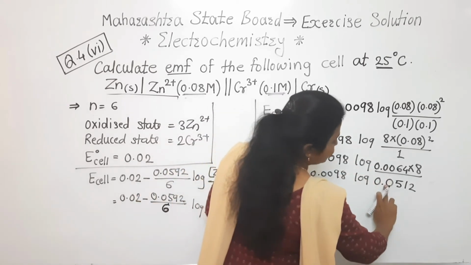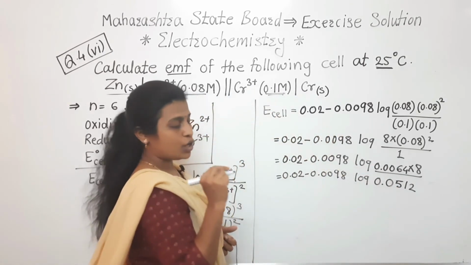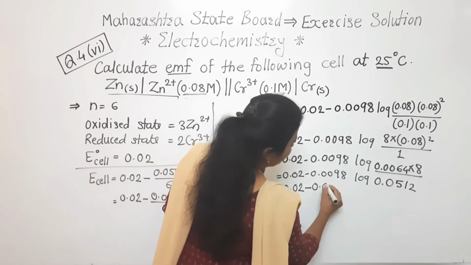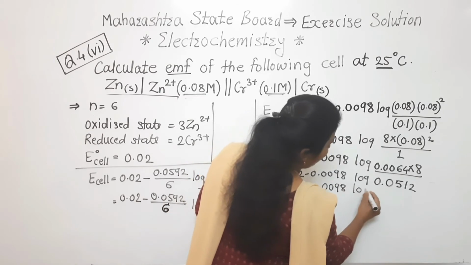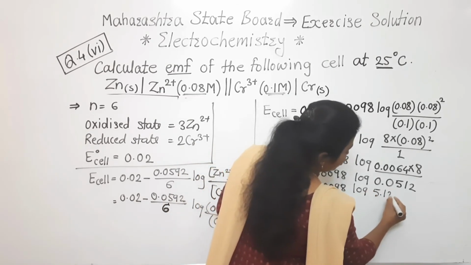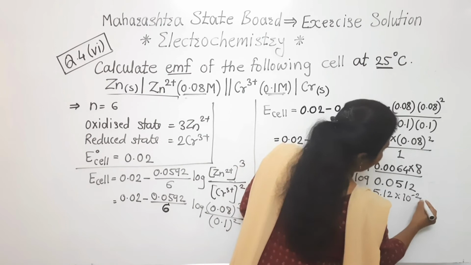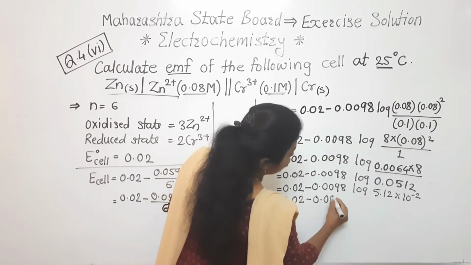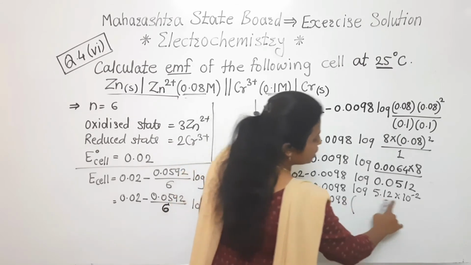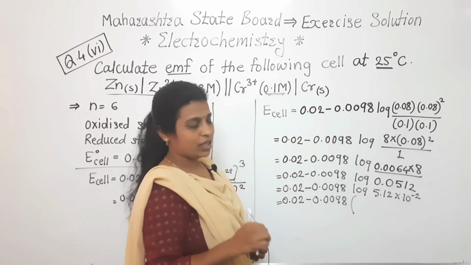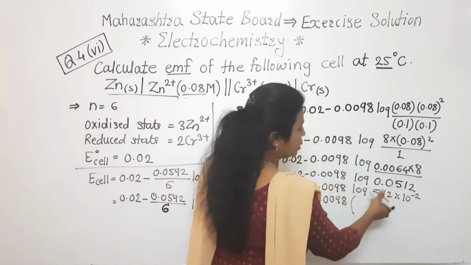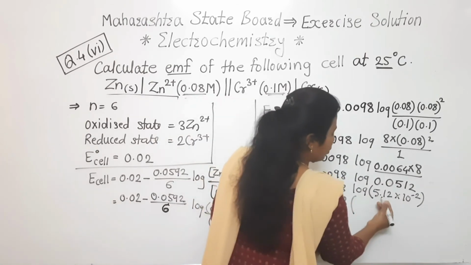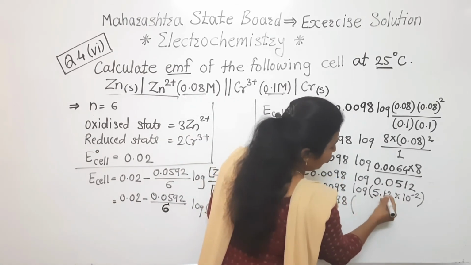Now what we are going to do, we just shift this decimal after two digits, and that will be 0.02 minus 0.0098 log of 5.12 into 10 raised to minus 2. So 0.02 minus 0.0098 into these two terms multiplied to each other, and if we apply log to these two terms, then we have to take the sum of them. So firstly, what is the log of this 5.12?